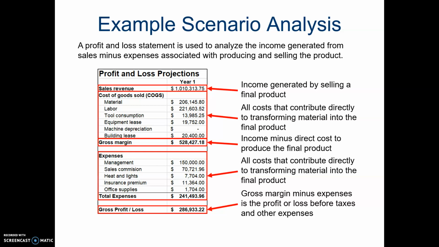Those are expenses that you have that aren't going to change. Then you have another list of expenses: the management, sales commission, heat and lights, insurance premium, office supplies. Those then are my total expenses. And so you can see, luckily, there's a gross profit of $286,000. So you went from $1 million of what you made in revenue down to a profit of $286,000. So there's a lot of cost in producing that product.